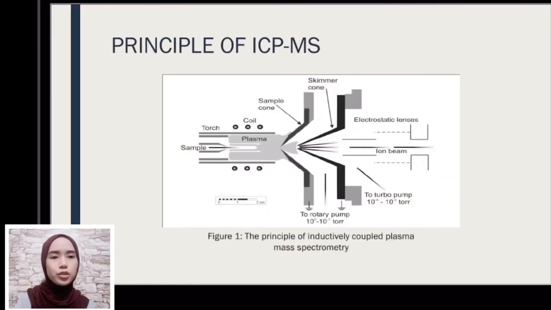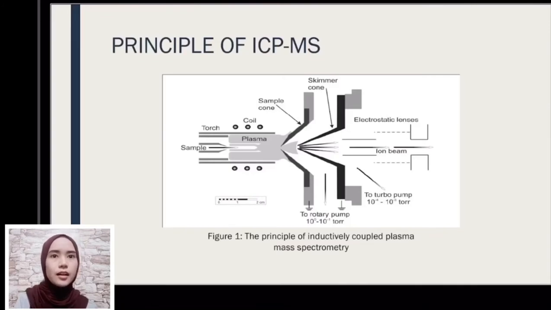Next, we move to the principle of inductively coupled plasma mass spectrometry. Firstly, a liquid sample is mixed with argon gas by the nebulizer to form an aerosol. The aerosol droplets are dried, decomposed, atomized, and finally ionized, producing positively charged ions. If a solid sample is used, it can be introduced by using laser ablation.